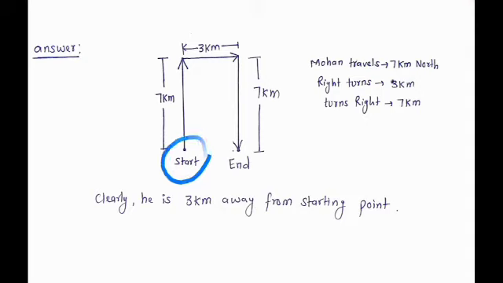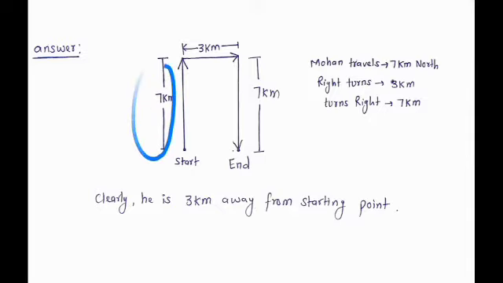So this is the starting point, and he's saying that Mohan travels 7 kilometers towards north. So from this point, if we are going towards north, it will be towards upside. So from this to this, let's suppose this distance is 7 kilometers. So I have denoted this distance with 7 kilometers.